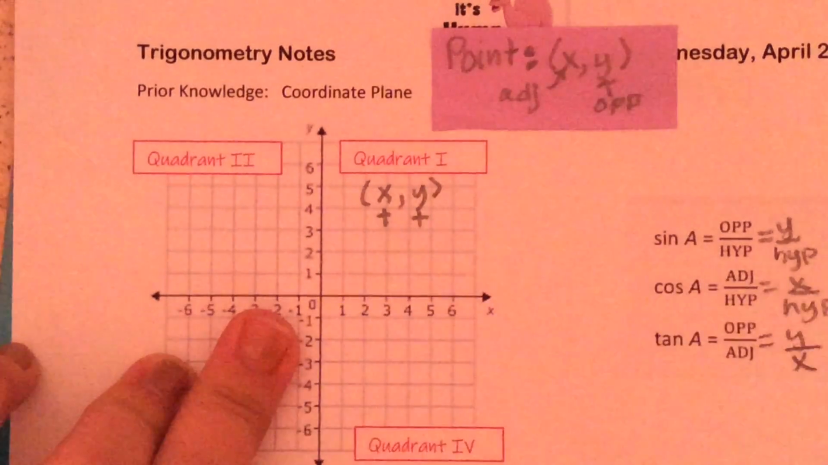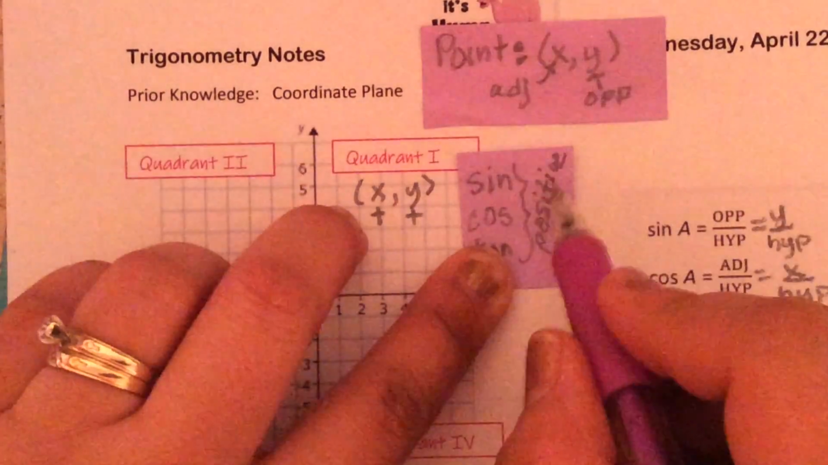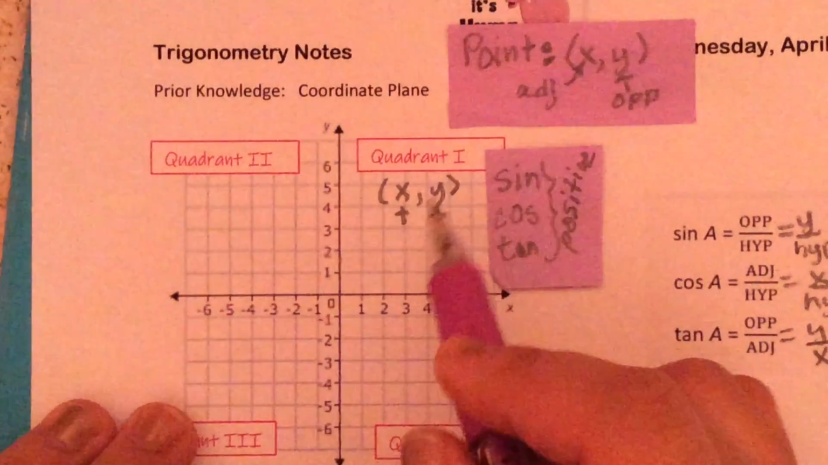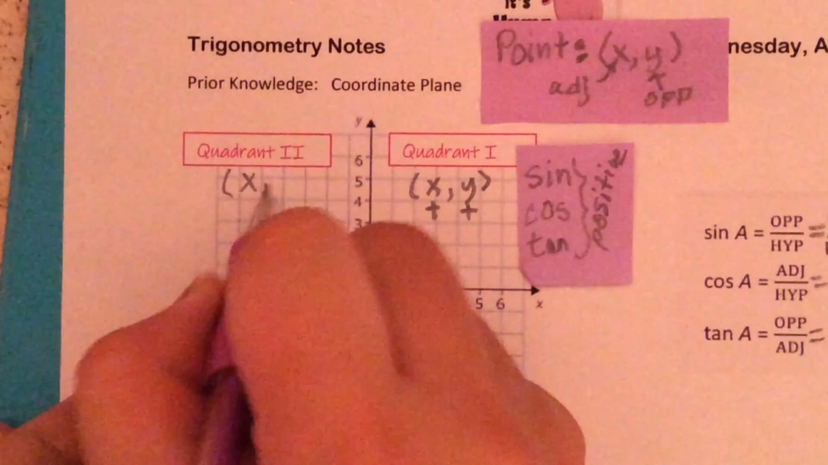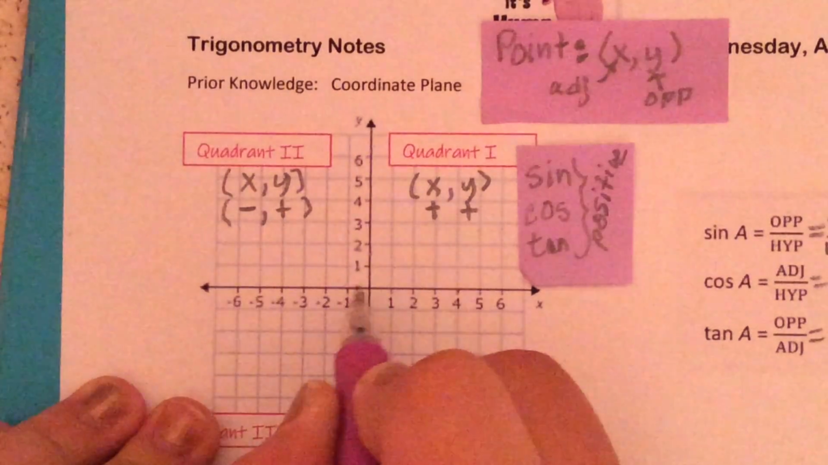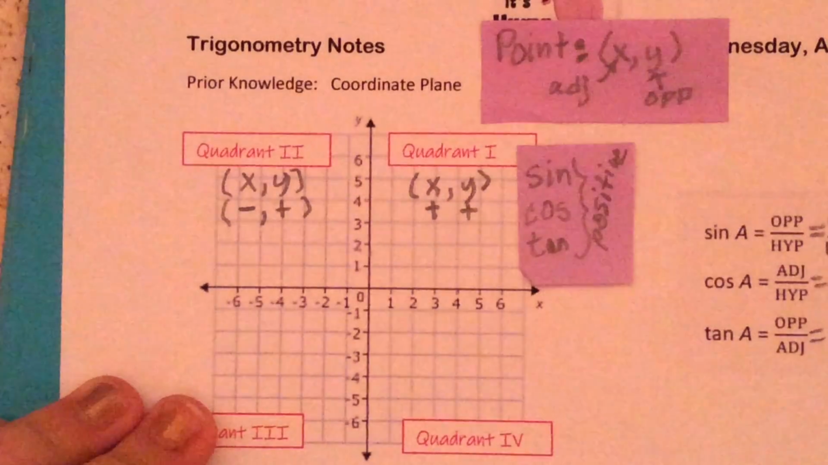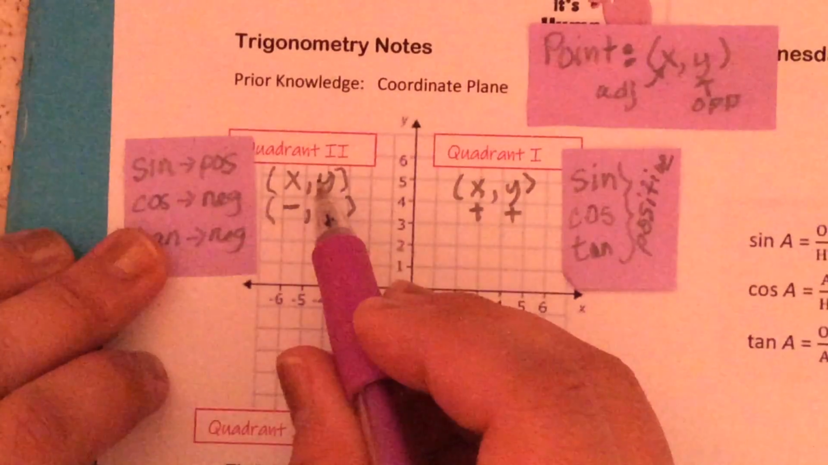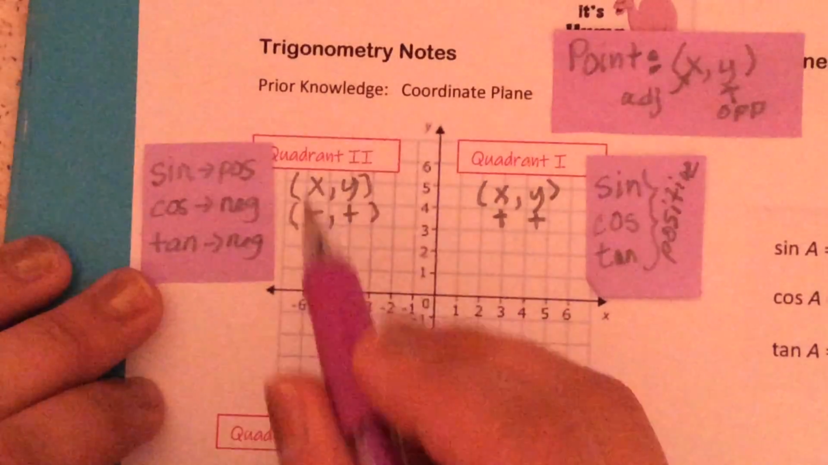So if that happens, then you know that the sine is going to be positive, the cosine will be positive, and the tangent will be positive in quadrant 1. Now when we move to quadrant 2, your point (x, y) will be negative for the x and positive for the y. So you go to the left, that's a negative number, and you go up, that's a positive number. So then the sine will be positive because it's the y value. The cosine will be negative. Therefore, the tangent will be negative in quadrant 2.